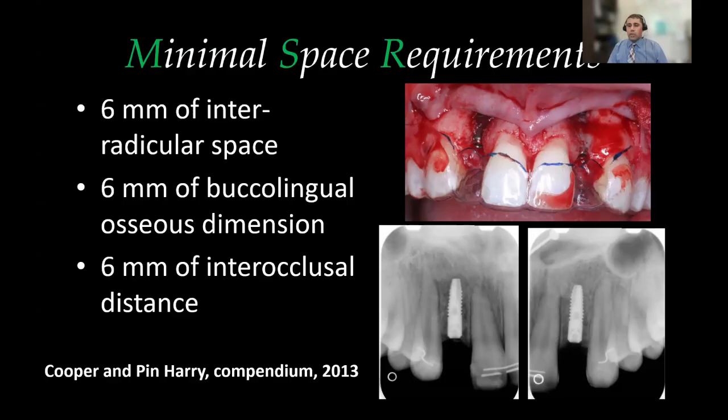When you do your evaluation, you have to look for about 6 millimeters of space or dimensions in all different directions. You need about 6 millimeters of interradicular space, 6 millimeters of bone faciolingually, and about 6 millimeters of interocclusal distance. So this will allow you to place something like 3 millimeter implants, similar to what you see in this picture, without the need for bone augmentation, which was needed in this case that I'll present to you in a minute.